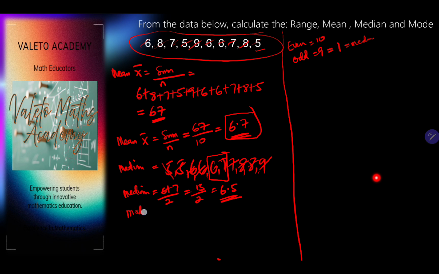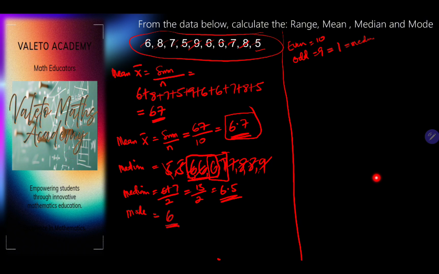Then the mode is simply the number with the highest occurrence, the highest frequency. And here, which number has the highest frequency? We have 6 occurring 3 times. So 6 is the mode. Okay, it's as simple as that.